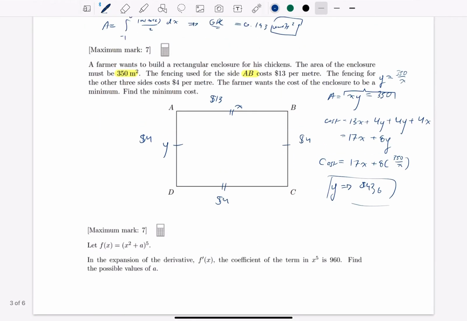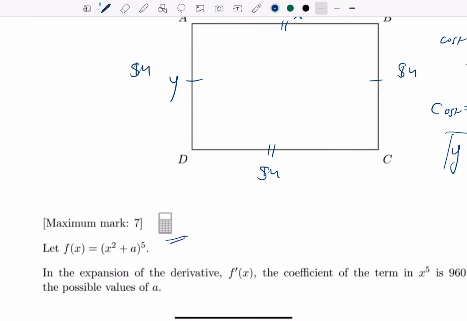Boom. Oh, so in the expansion of the derivative f prime of x, so this is calculus, the coefficient of the term in x. So here's what they're doing with you. They're getting you to do calculus, and then they're also getting you to do a bit of binomial expansion. So that's a double whammy, but we know how to do this. This is just the chain rule, and the chain rule tells us that, like an onion peel, we work from the outside in.